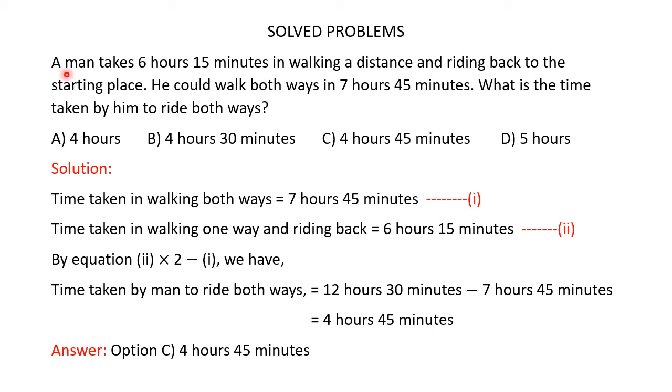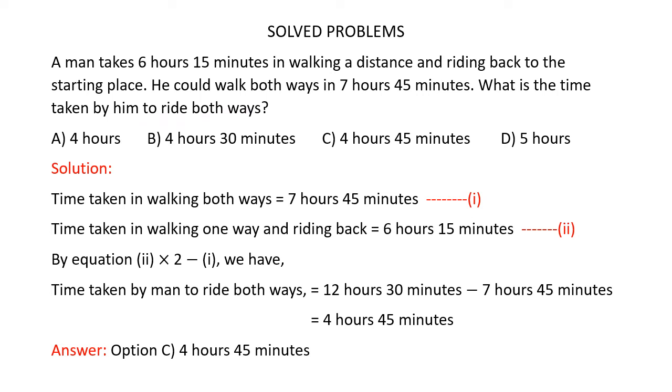A man takes 6 hours 15 minutes in walking a distance and riding back to the starting place. He could walk both ways in 7 hours 45 minutes. What is the time taken by him to ride both ways? You are given 4 options here and you have to find out which of these options is the correct one. So here you are asked to find what is the time taken by the man to ride both ways.